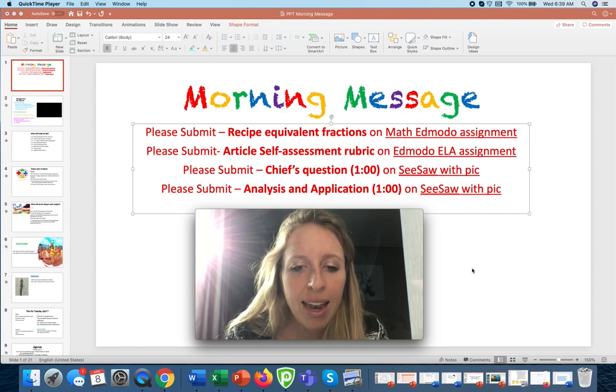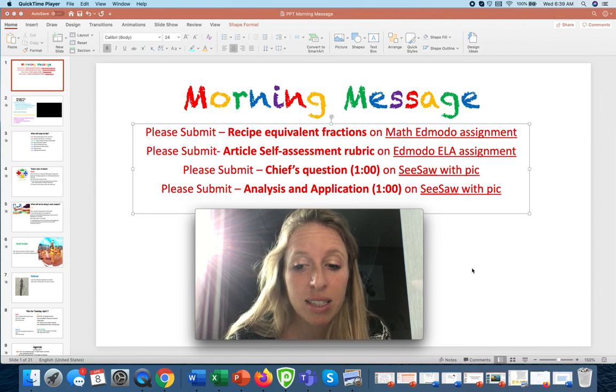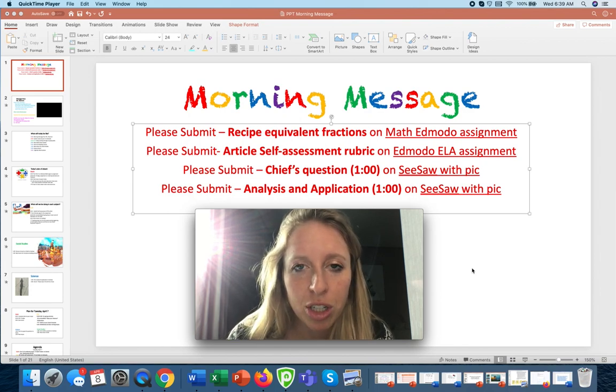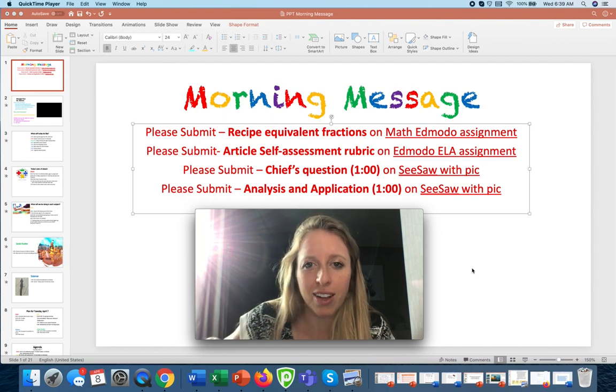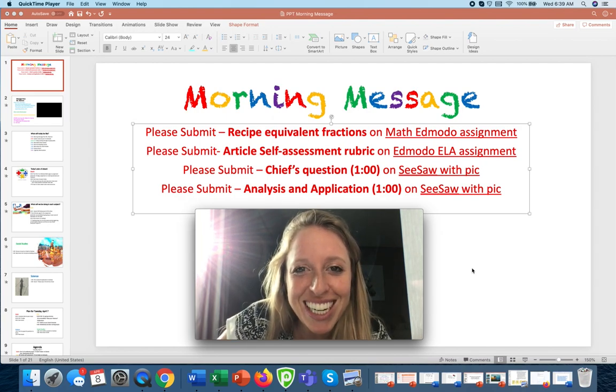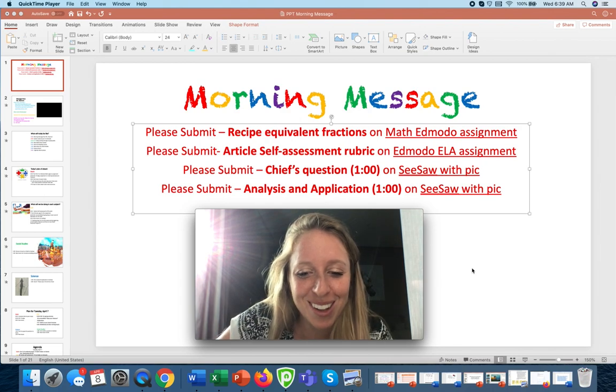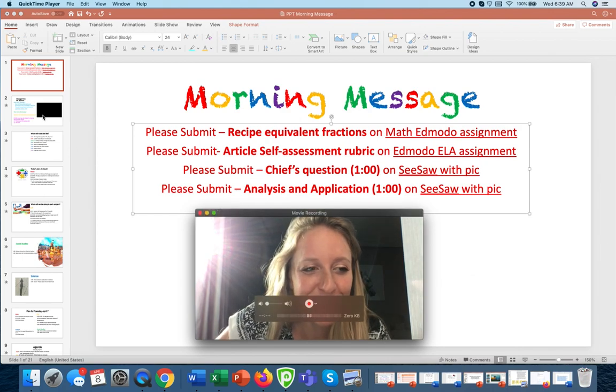The Chiefs question that we did yesterday is due with just a quick picture onto Seesaw. The same thing goes for your analysis and application for the Human Sundial Lab, which was bigger yesterday. Take a picture of both of those, please. I've made a different folder for each of them so that the pictures are large enough for me to read, so I'm not squinting. Please try to take close-up pictures so I can read what you've written.